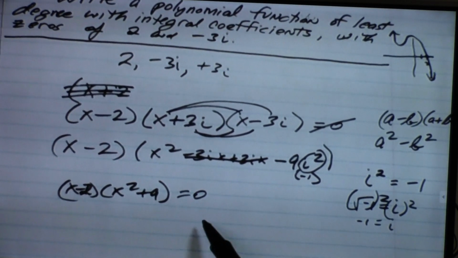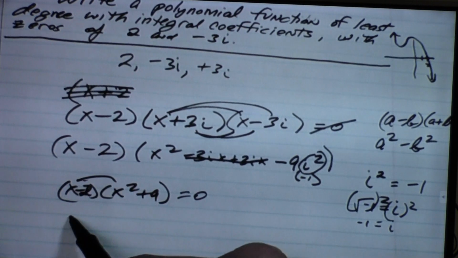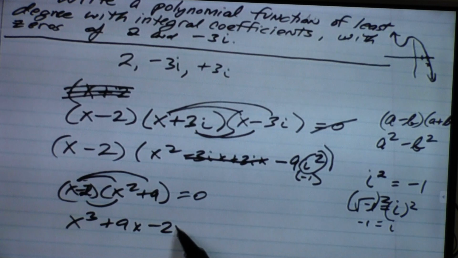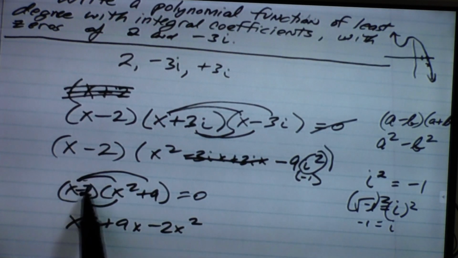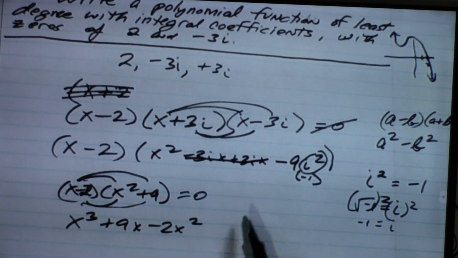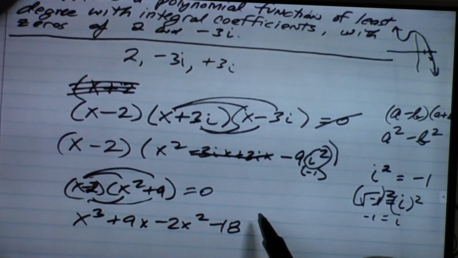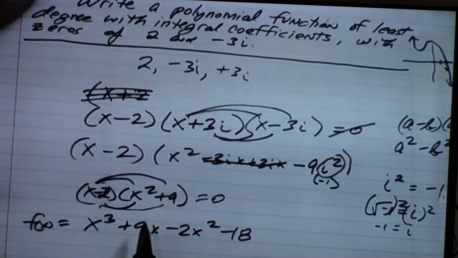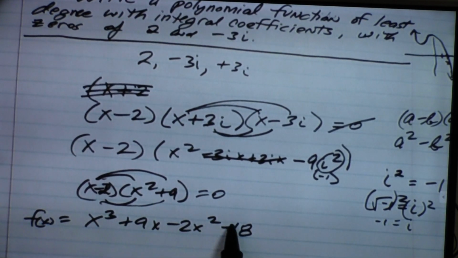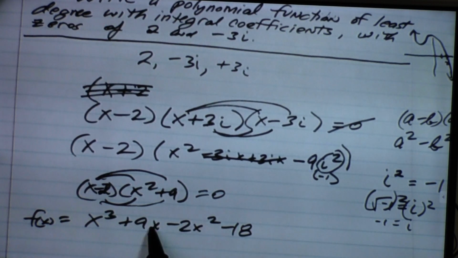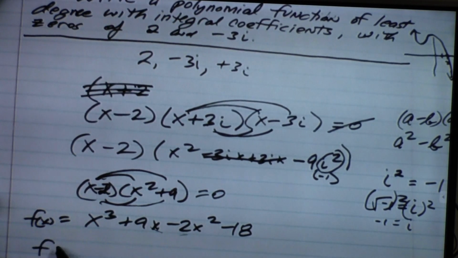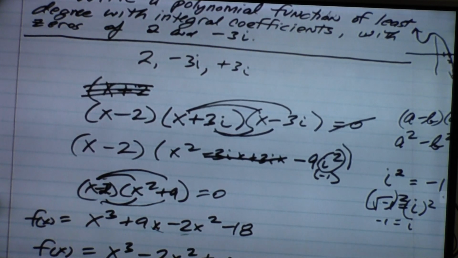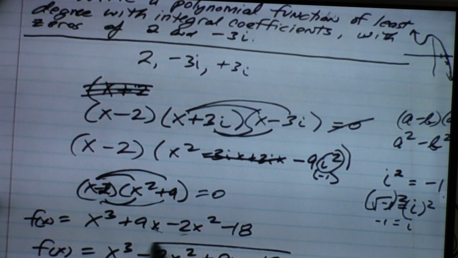Now, we want to multiply this out just like in the last problem. x times x is x cubed. This is plus 9x. This is minus 2x squared, minus 2 times 9 is negative 18. Now, I would normally just do f of x in front now, except that this is not in standard form because we're not going down in order by exponent. So these two have to switch. So the function of x is equal to x cubed minus 2x squared plus 9x minus 18.